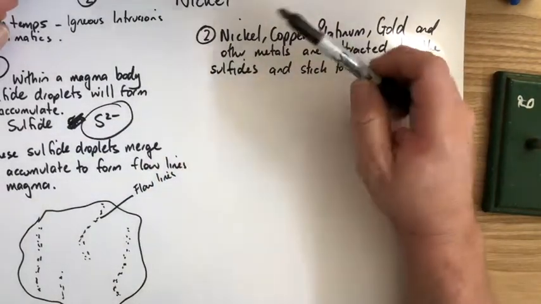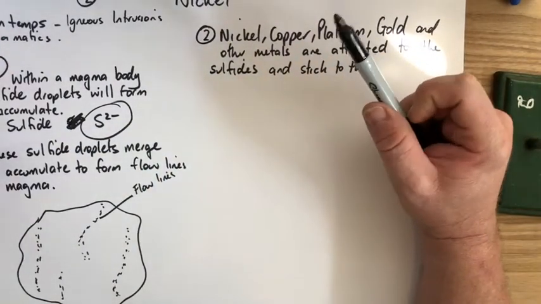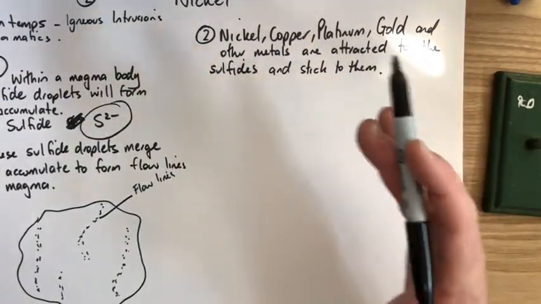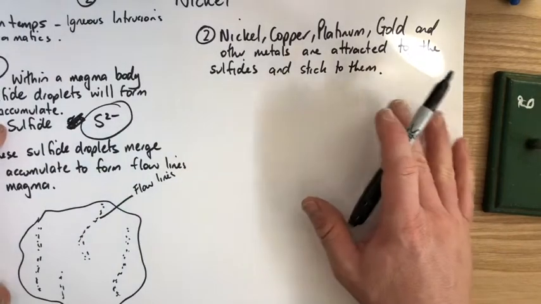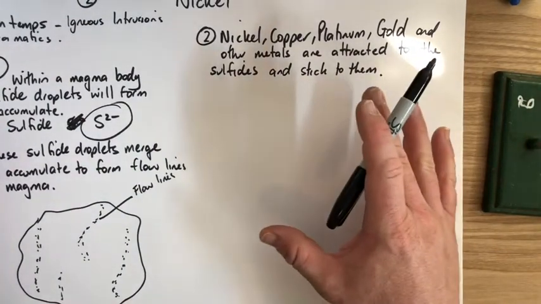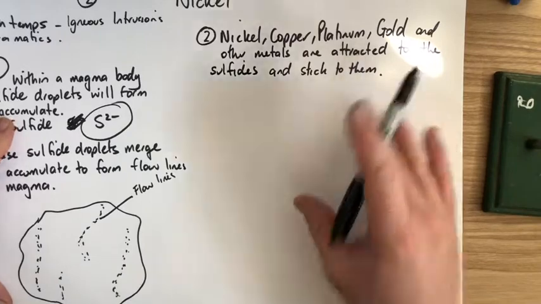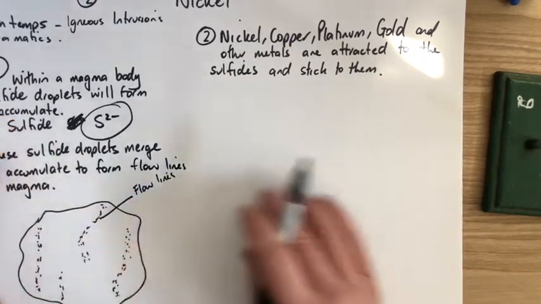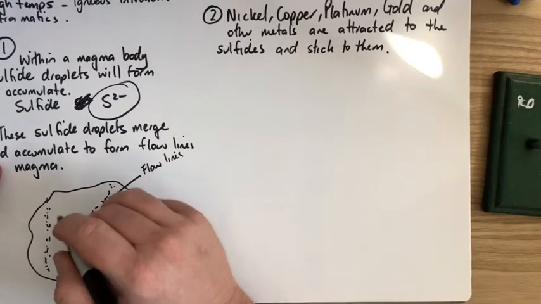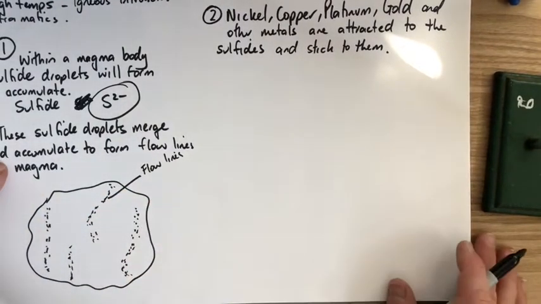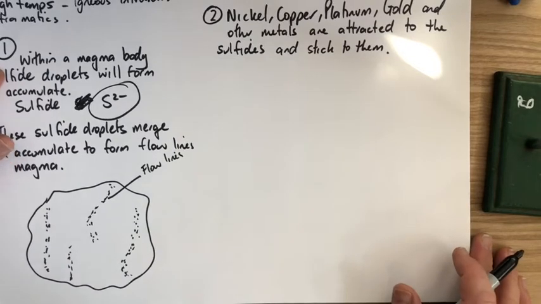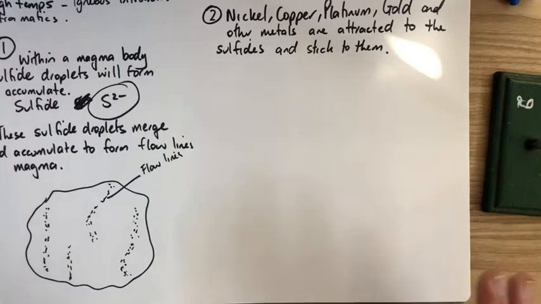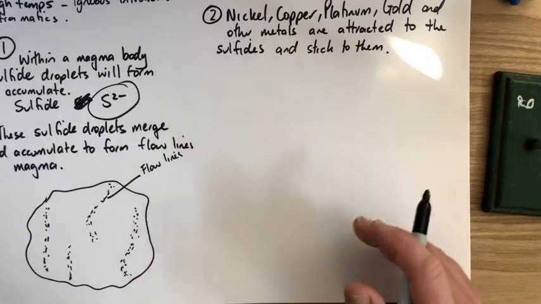Nickel bonds with sulfur to become a nickel sulfide. You end up with copper sulfide. So these metals bond with that sulfur. Okay, and they flow. These metals join the sulfur on these flow lines within the magma. Okay. Next step. The magma then flows out of the earth, flows out as a lava.